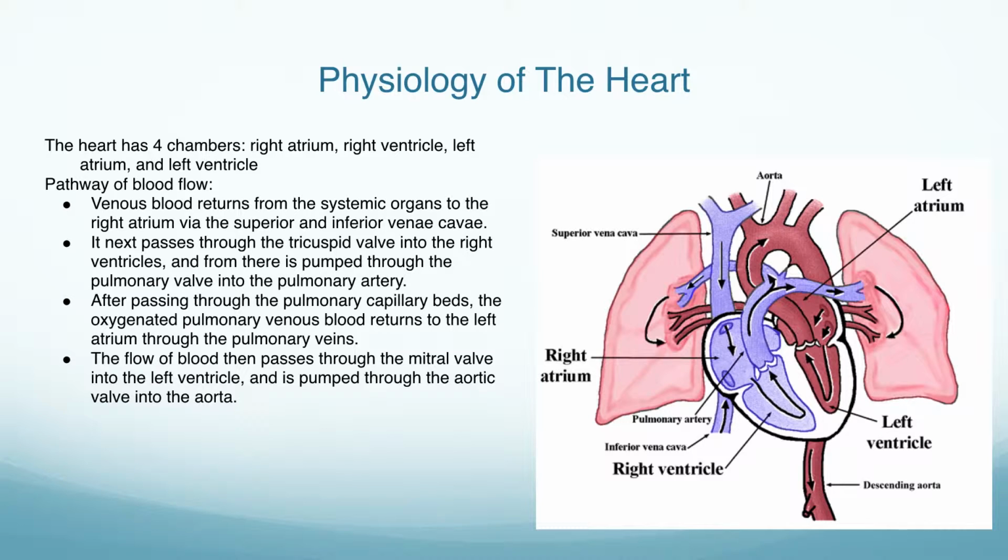So, the pathway of blood flow: venous blood returns from the systemic organs to the right atrium. It next passes through the tricuspid valve into the right ventricle. And after passing through the pulmonary capillary beds, the oxygenated pulmonary venous blood returns to the left atrium. The blood then passes through the mitral valve into the left ventricle and is pumped through the aortic valve into the aorta.